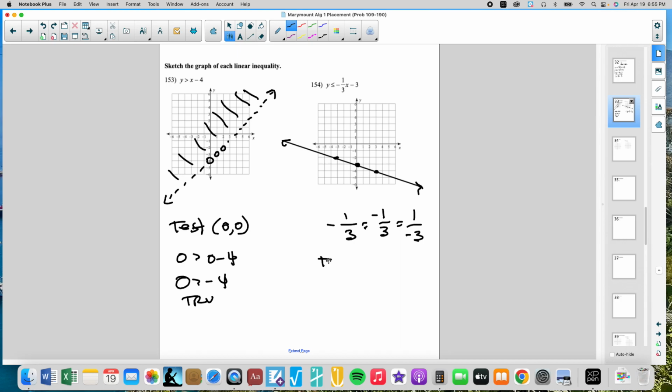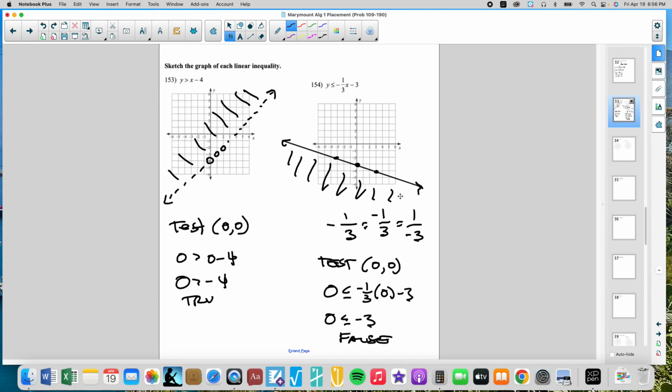and then we're going to test 0, 0 again. So we'll plug in: 0 is less than or equal to -1/3 times 0 minus 3. Is 0 less than or equal to -3? That would be false. So this point is false. So all the points on this side are false. Do we shade false? No, we shade true. So we're going to shade down this time. And we would just do that. So that is going to be our graph.